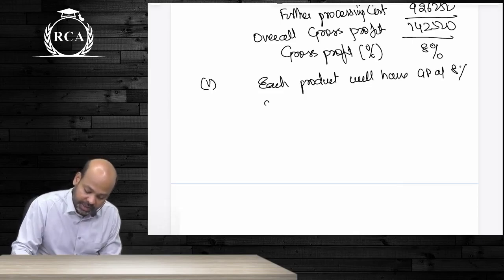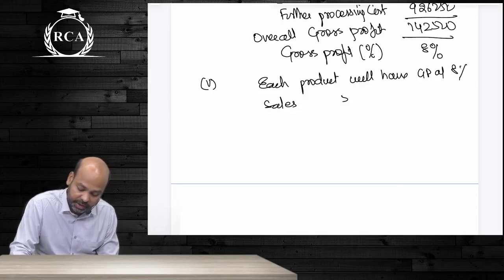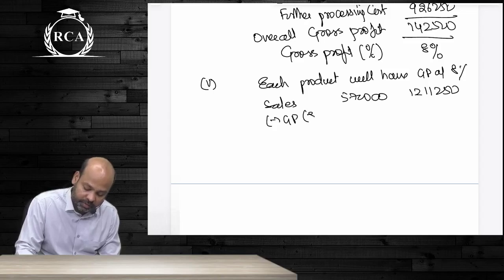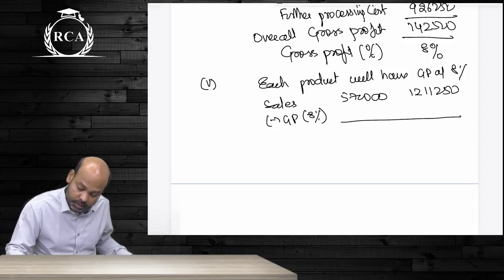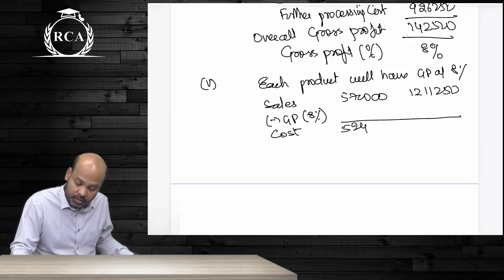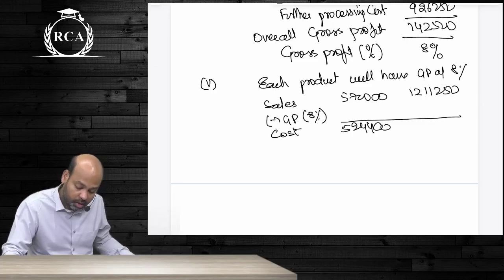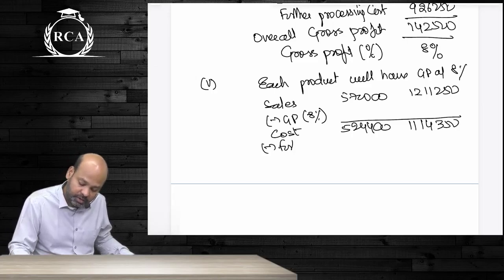Now, check this beta. Sales individually कितने थे? 5,70,000 and 12,11,250. Can you deduct gross profit of 8%, guys, from this? Don't you think this will become cost? 5,400 and 11,14,000. From this, deduct further processing cost.